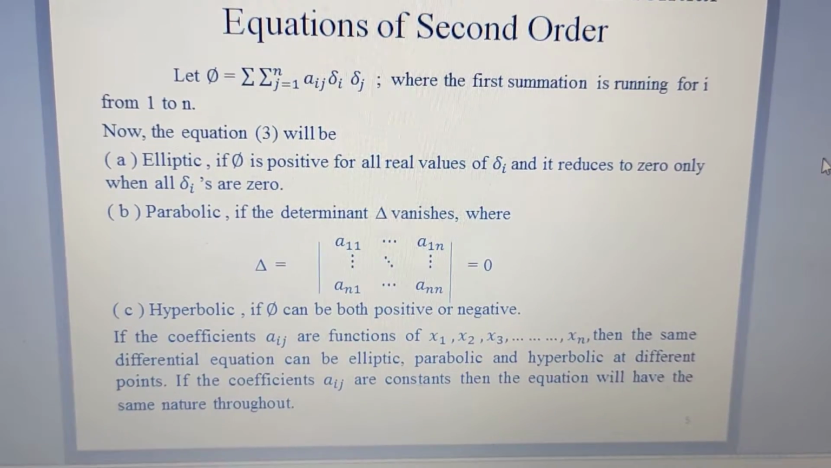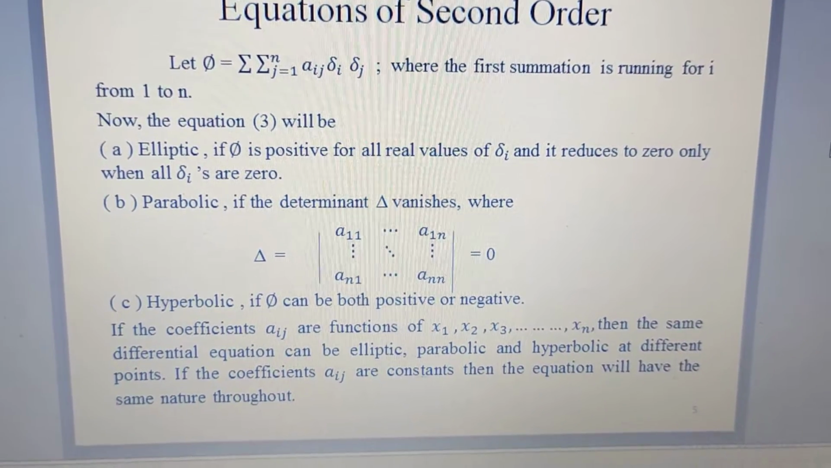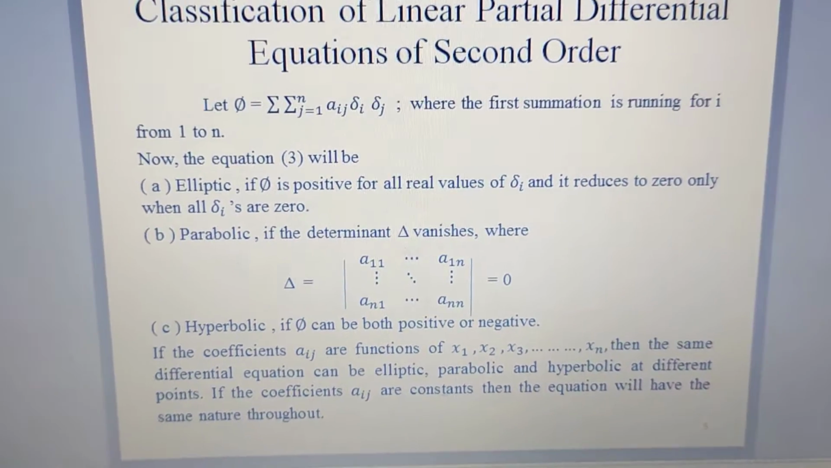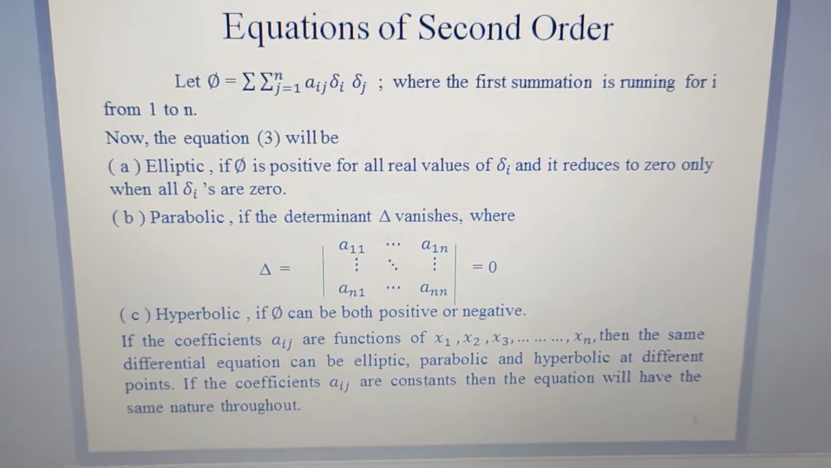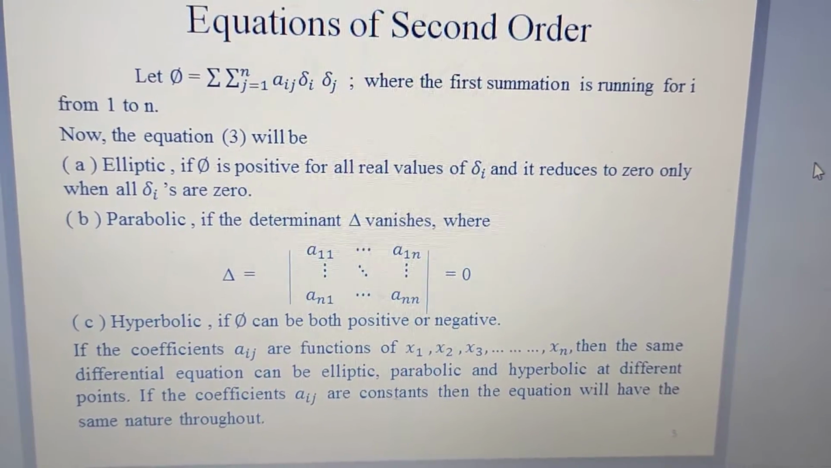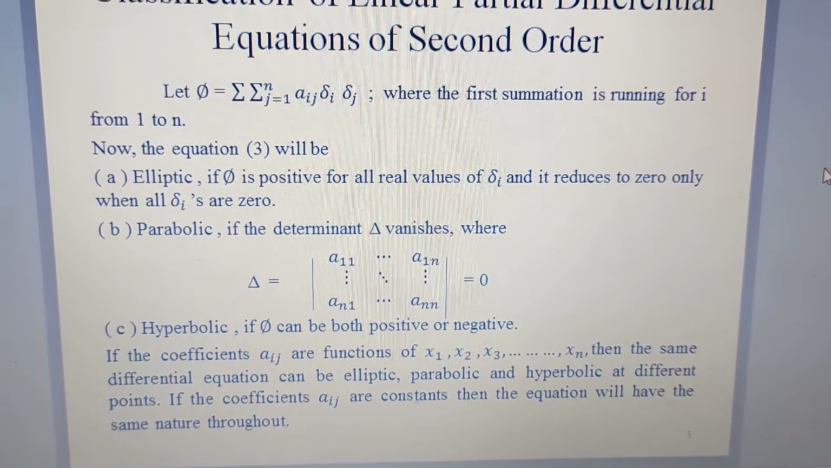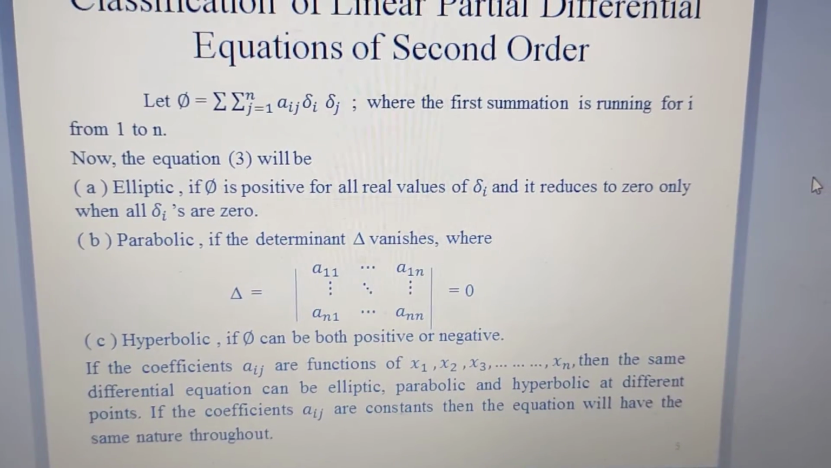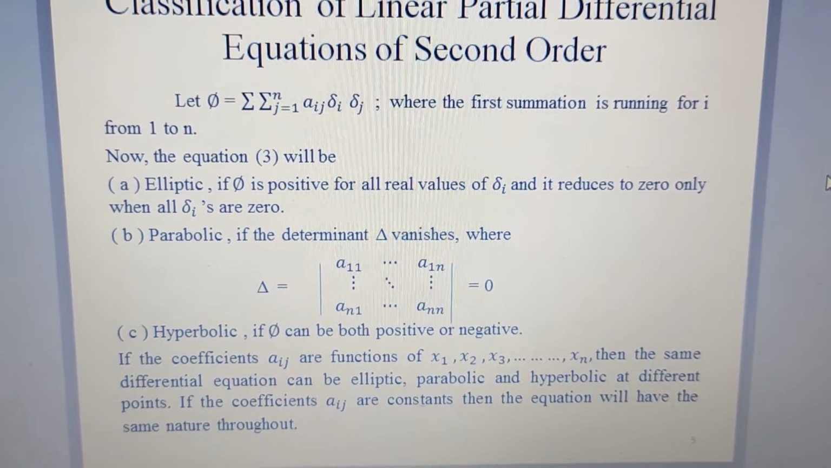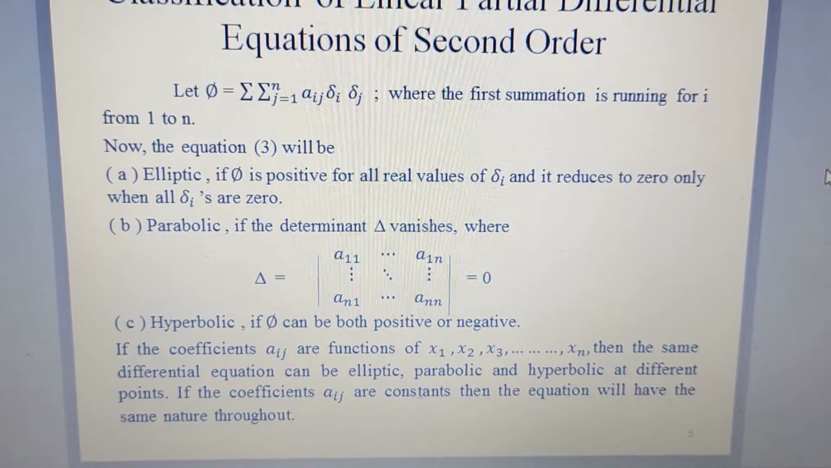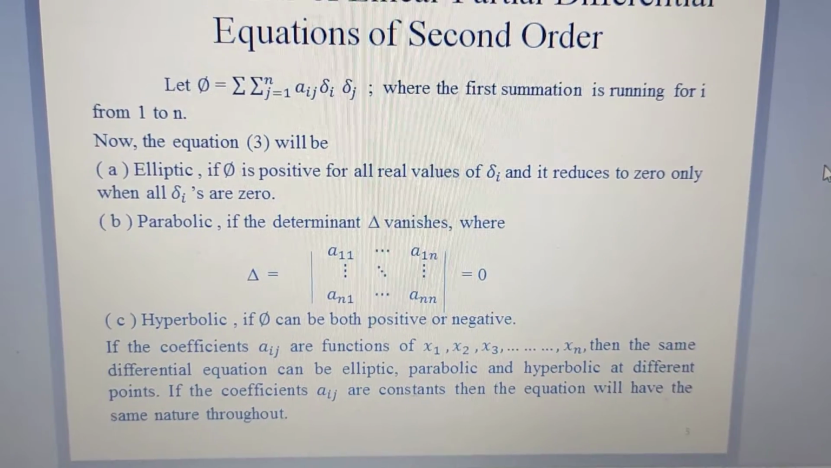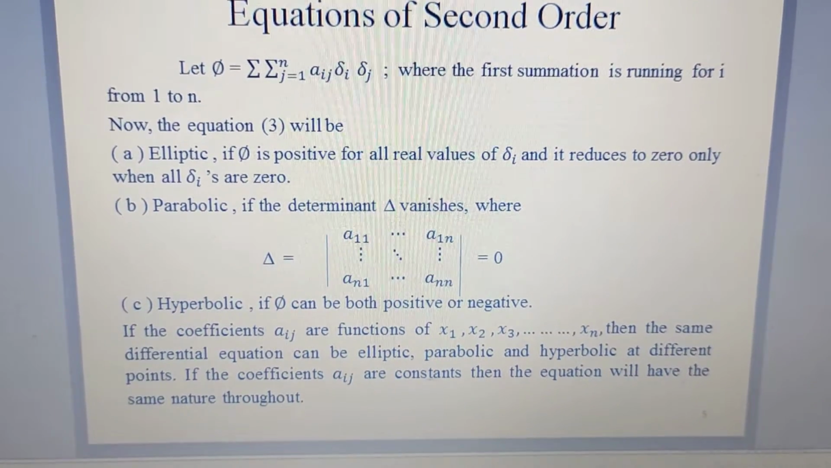If phi is positive for all real values of del i, and it reduces to 0 only when all del i's are 0, the equation is elliptic. Parabolic, if the determinant of the coefficients a11, a12, a13 vanishes, that is 0. Hyperbolic, if phi can be both positive or negative. Sometimes it may be positive, sometimes it may be negative.